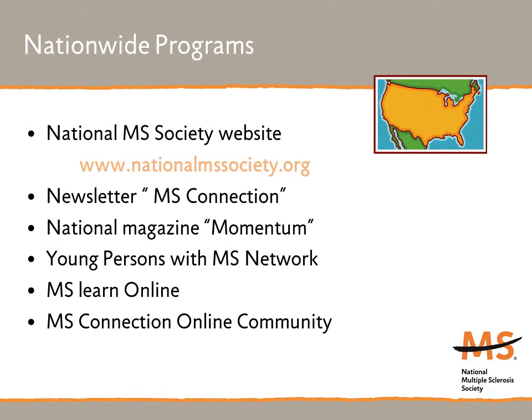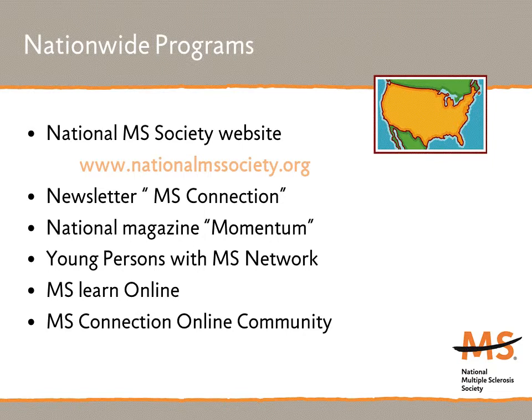During your visit to healthcare professionals, it's important for you to be familiar with the variety of programs and services we offer. Some of them are listed on the next several slides. On this slide are some of the nationwide programs that are offered by the Society. Our website, www.nationalmssociety.org, is the website for the National MS Society, and it provides a wealth of information and resources. You can also search for your local chapter through this site.